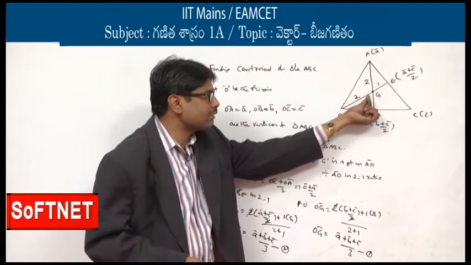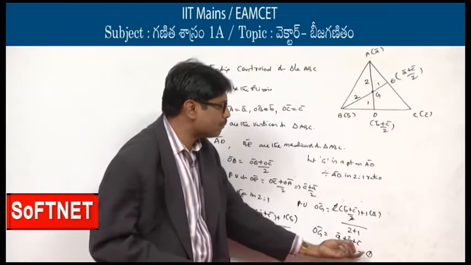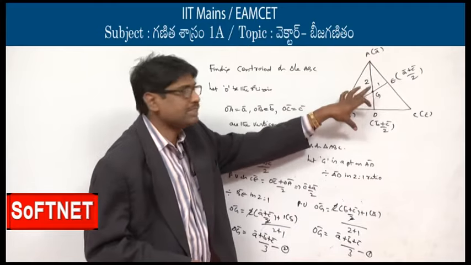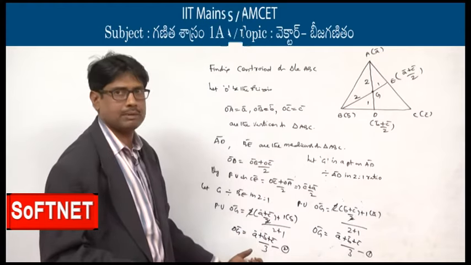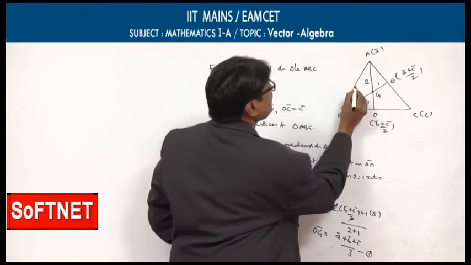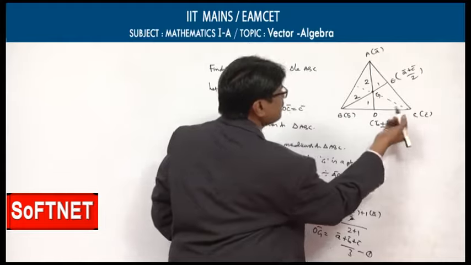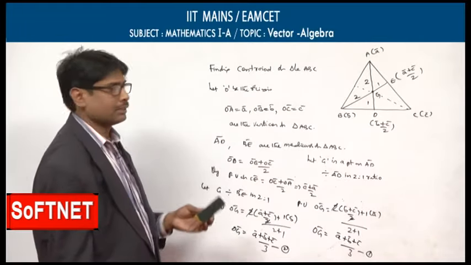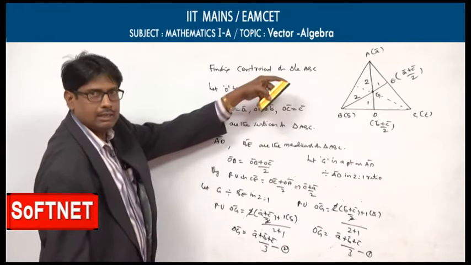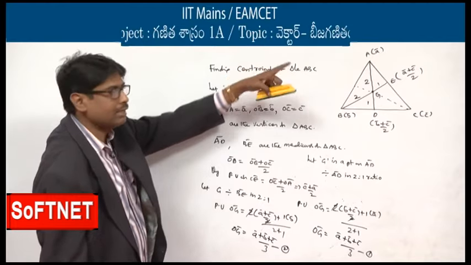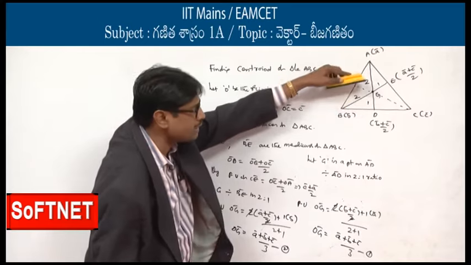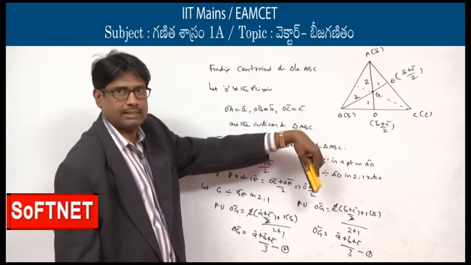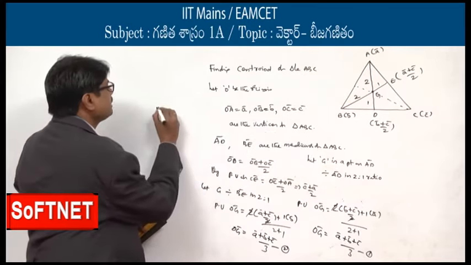The position vector of G, A bar plus B bar plus C bar by 3, coincides with the position vector on BE bar, A bar plus B bar plus C bar by 3. Similarly, if you take the third median, the same thing we can prove. Therefore, in a triangle, by the vector method we can say that medians are concurrent, and the concurrency point of these medians we call the centroid.